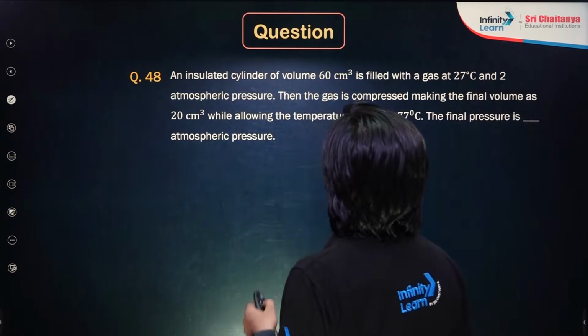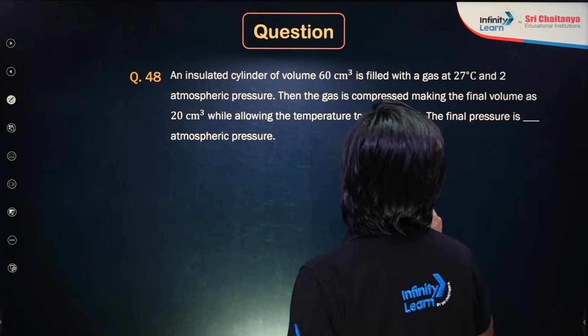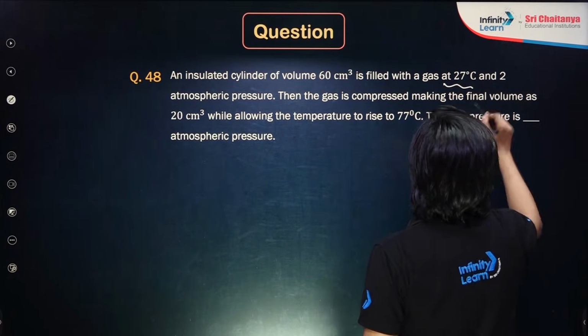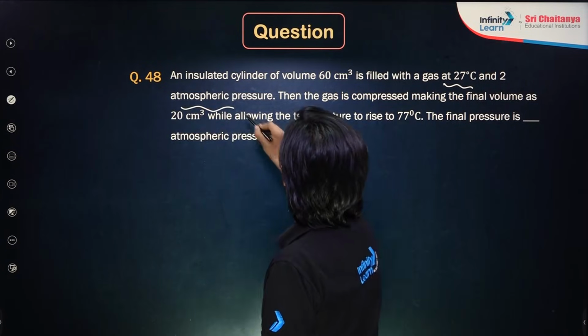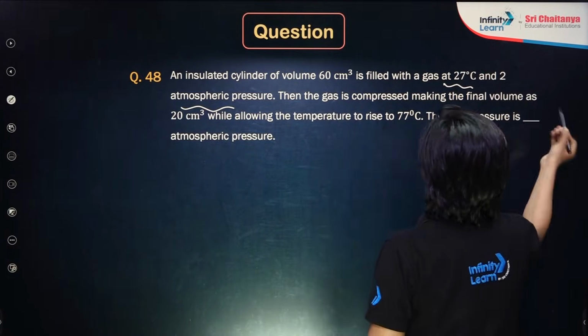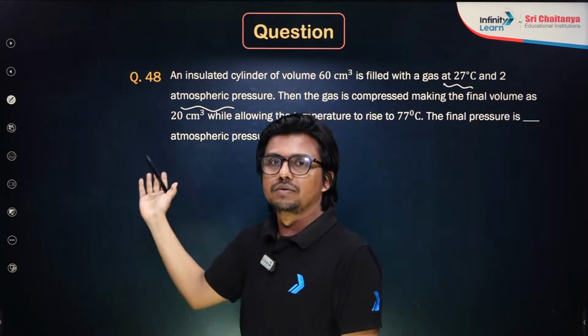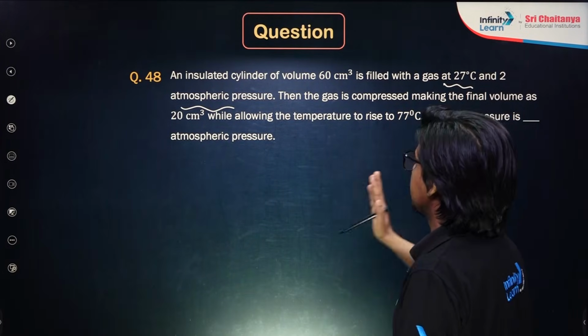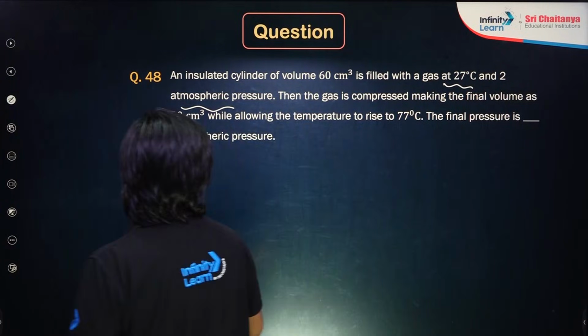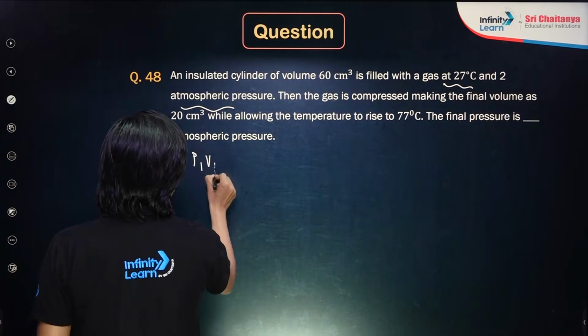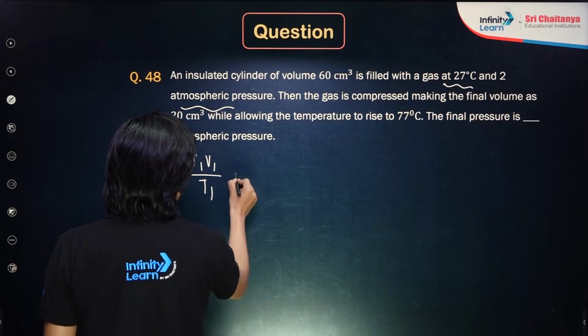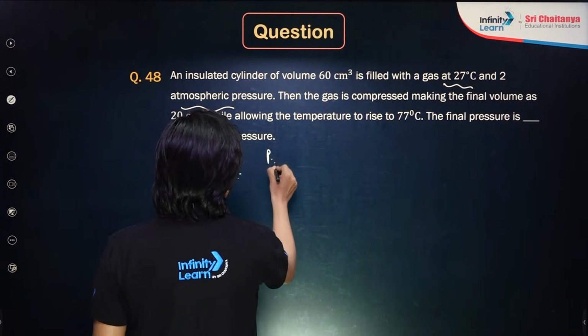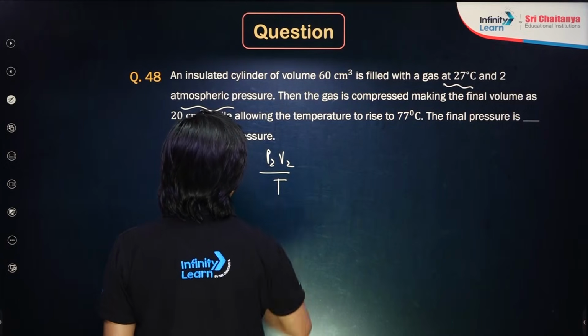An insulated cylinder of volume 60 centimeter cube is filled with a gas at 27 degrees Celsius and 2 atmospheric pressure. Then the gas is compressed, making the final volume 20 centimeter cube, while allowing the temperature to rise to 77 degrees Celsius. The final pressure is what? Okay, so you can write P1 V1 by T1 equal to P2 V2 by T2.